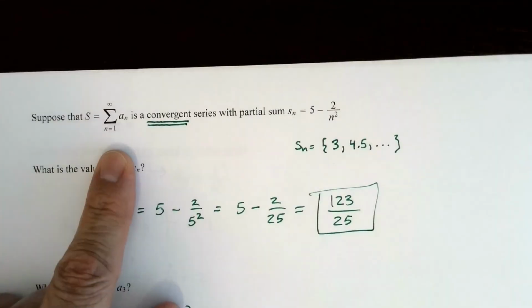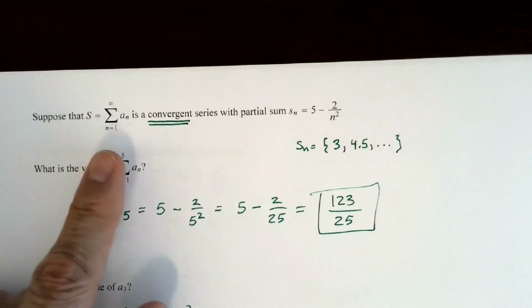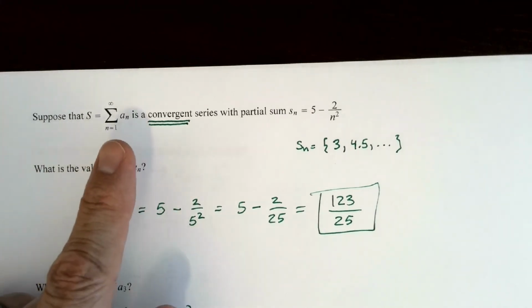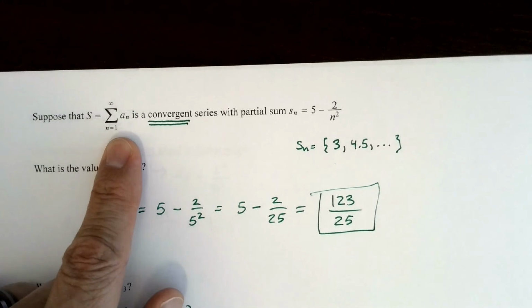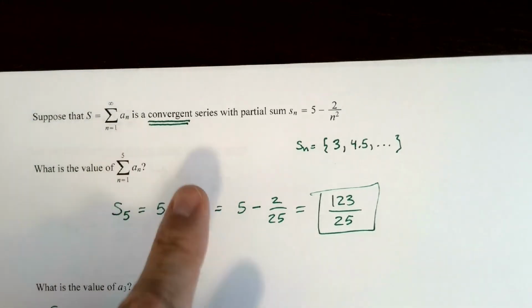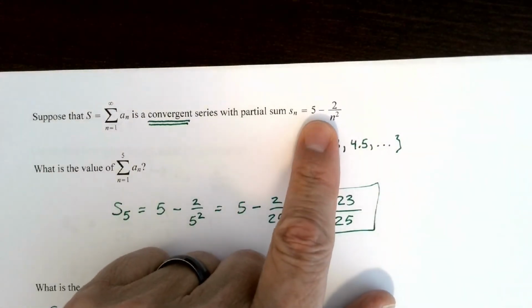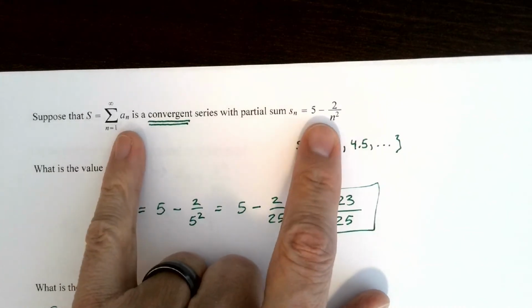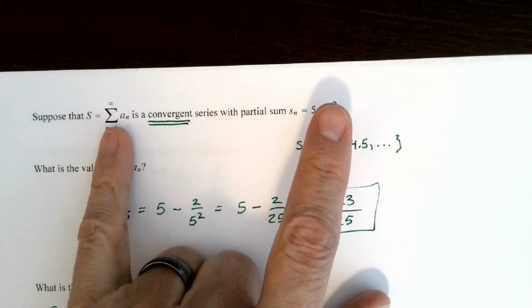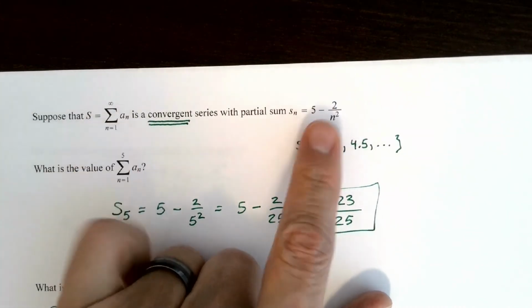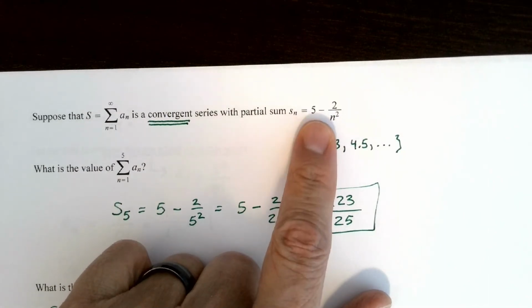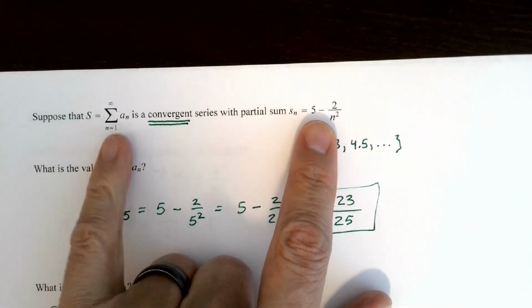We said at the beginning that this series was convergent. So my question is, what's the sum of this series? That's where you have to understand the connection between the infinite series that is convergent or divergent and its sequence of partial sums. What's the connection between the two? The series is convergent if and only if what? This sequence is convergent. Now we're talking about different things here.